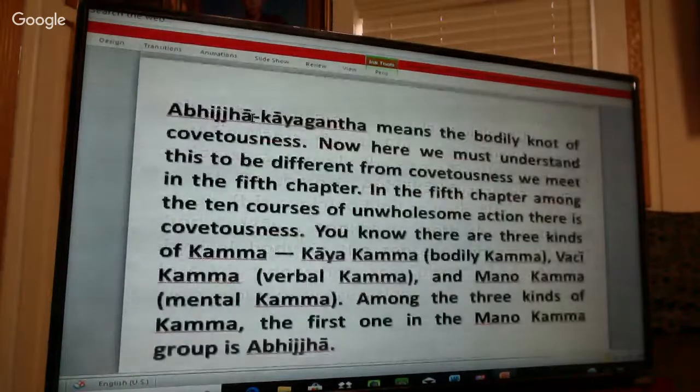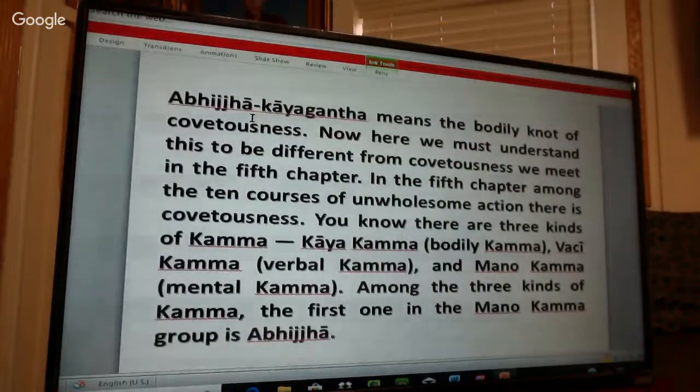Okay. So a little bit more detail about the Abhijjha Kaya Ganta. We need to explain many things here because the word is very long. Abhijjha Kaya Ganta means the bodily knot of the consciousness, but the definition is not clear. Now, here we must understand this to be different from the consciousness. We learned that in the previous chapter, the fifth chapter.